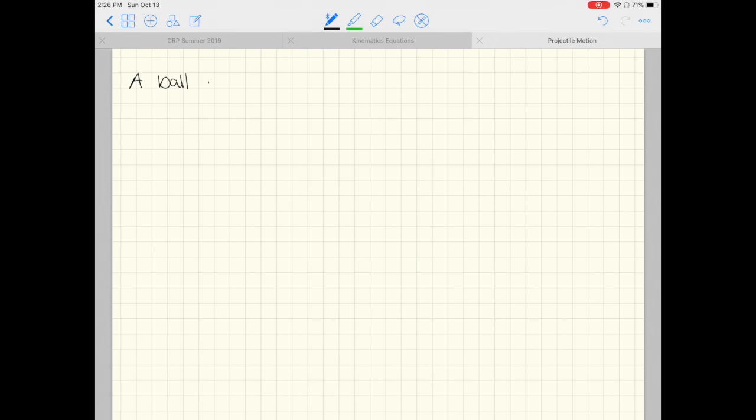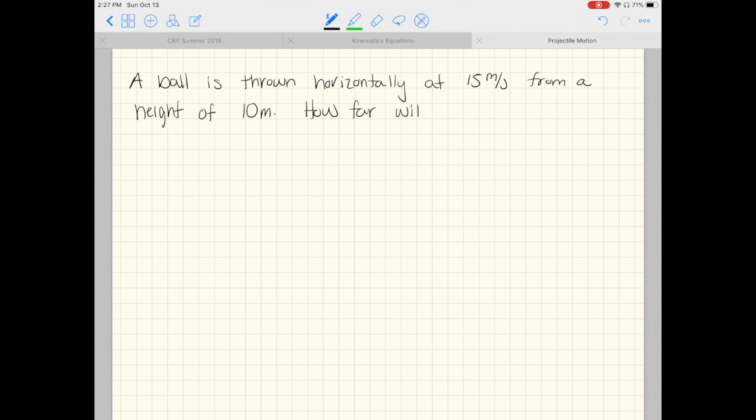A ball is thrown horizontally at 15 meters per second from a height of 10 meters. How far will the ball land from the base of the cliff?